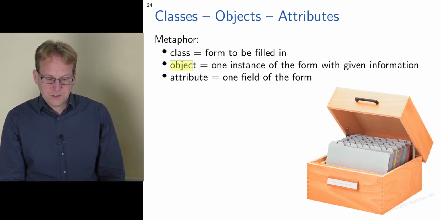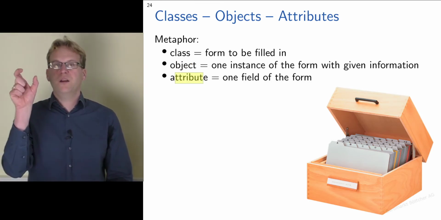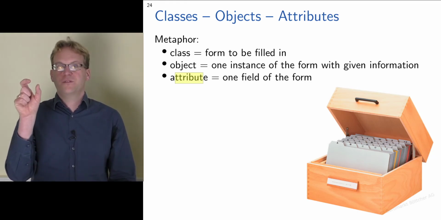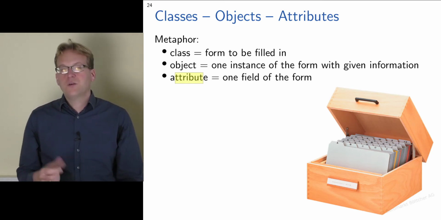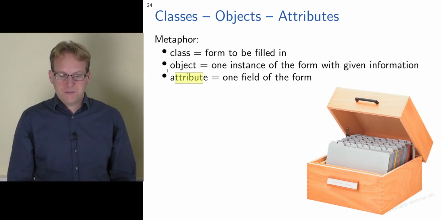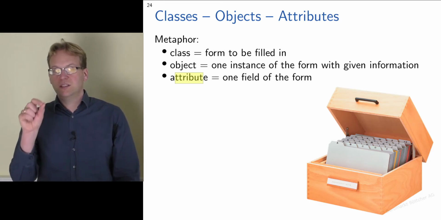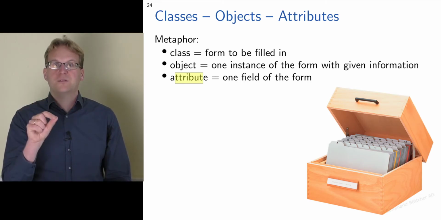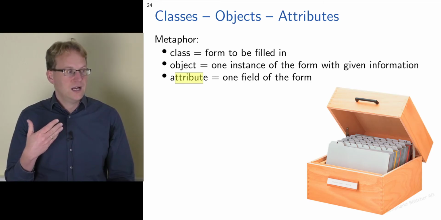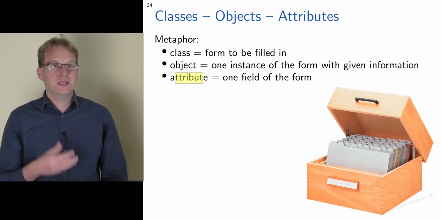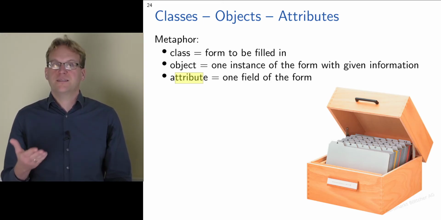And finally, we have attributes. And this is just one field of the form, for example the field for name. So we have the attribute, which is actually part of the class, and then we have the attribute value, which is your personal value for that attribute. So your name, Smith or Miller or something, or your personal name, that is the value for that attribute.